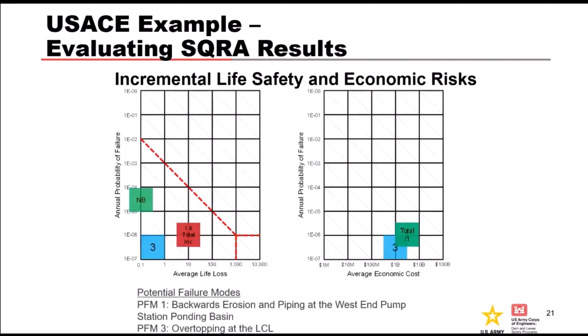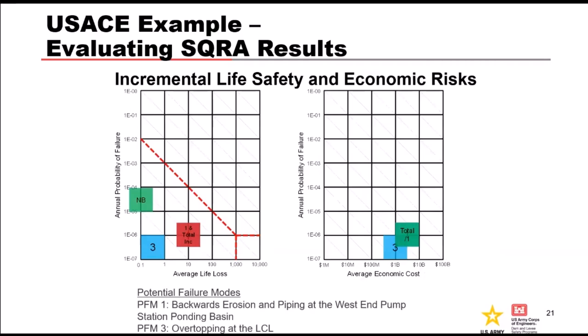So these are the results of the risk assessment for those two potential failure modes. PFM1 is, again, backward erosion piping. PFM3 is overtopping. So the team essentially said that incipient overtopping is somewhere right here, but this thing could stand up to a little bit of overtopping.